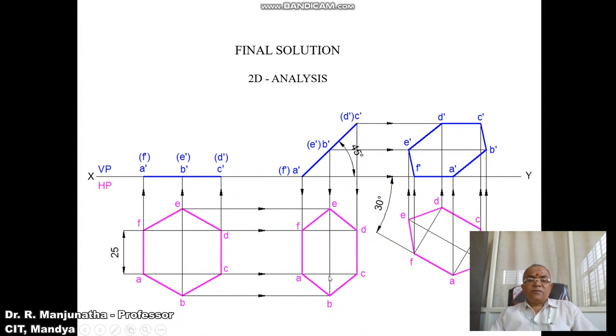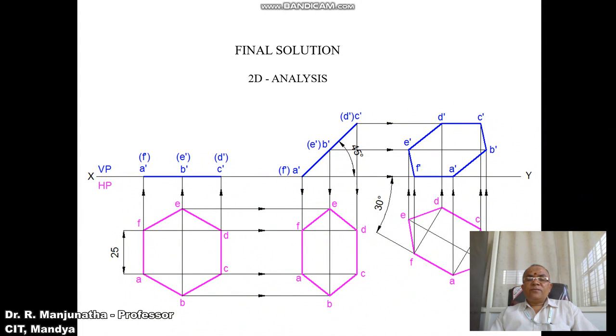Then you measure the distance from this point to E and transfer it from this point to this side. You are going to get this point E. Similarly, from this point to B, from here you transfer it onto this side. You are going to get this point B, and you mark this point as B and E. Then join A to B, B to C, C to D, D to E, E to F, and F to A with a dark line.